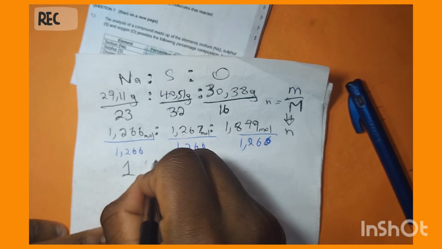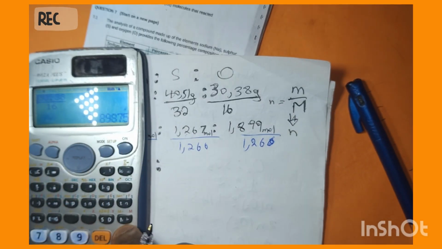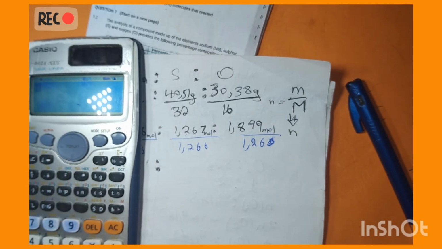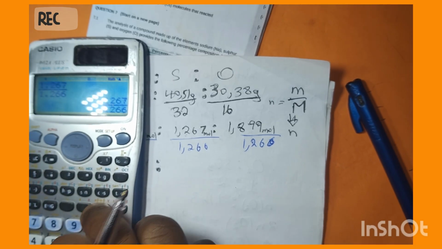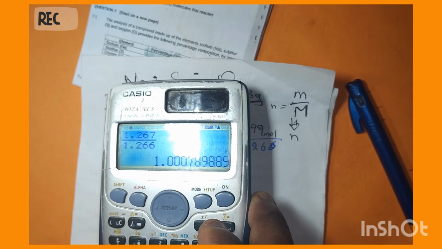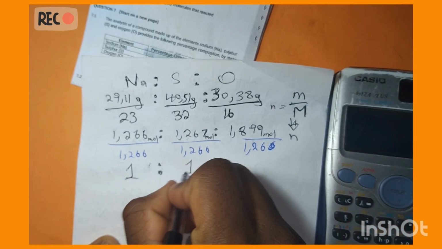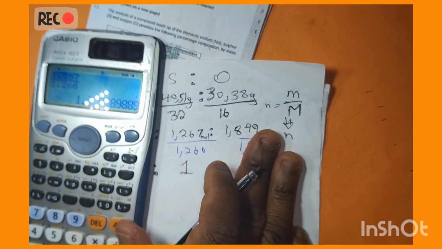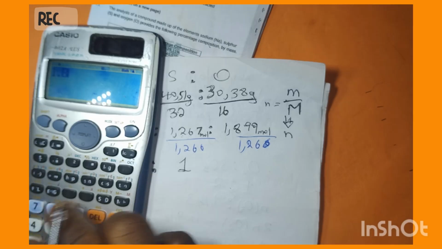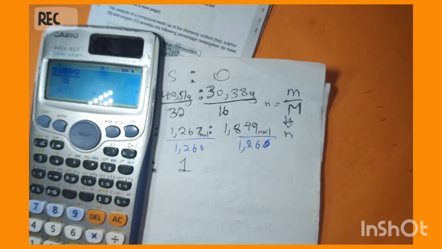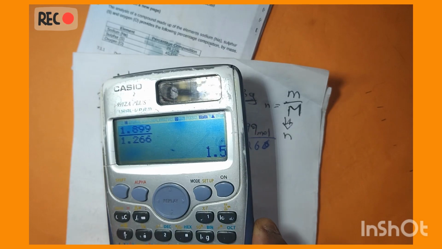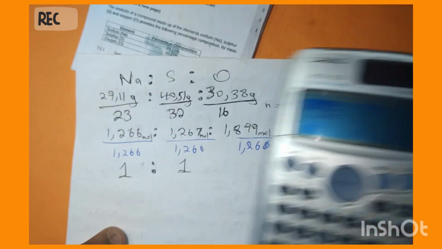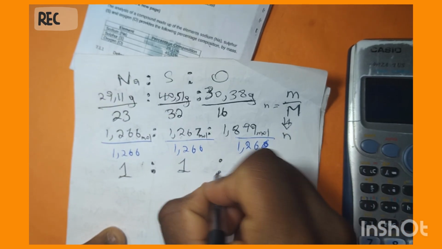What about this one there? From here, I'll just use my calculator, which is 1.267 divided by 1.266. This is what I get there. Round that number into a whole number. And now what about this one, which is 1.899 divided by 1.266. So when I round off this thing into a whole number, it will become 2.